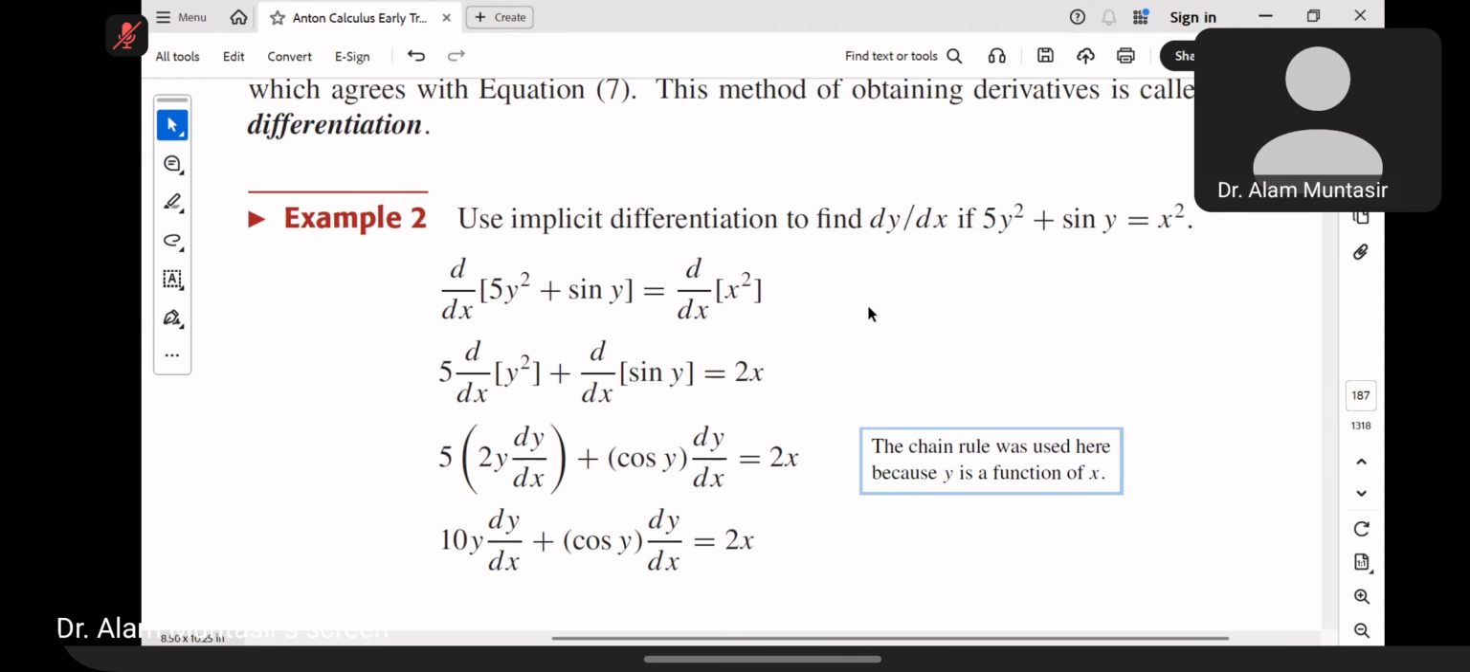I hope you did implicit differentiation in your intermediate level, right? In your HSC level. Did you? Yes, sir. So do you have any confusion regarding implicit differentiation?